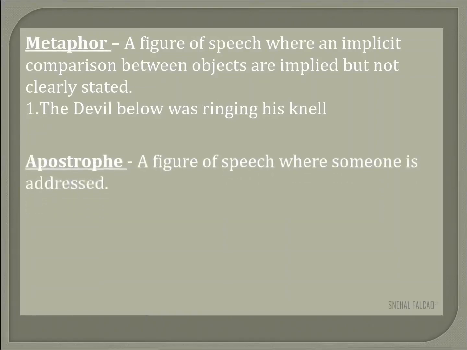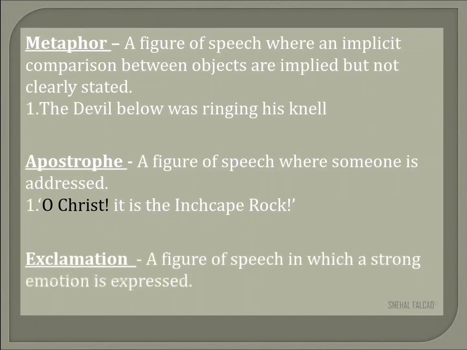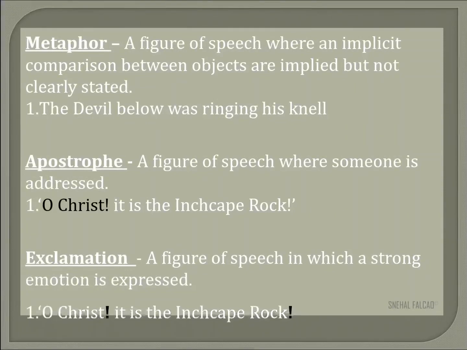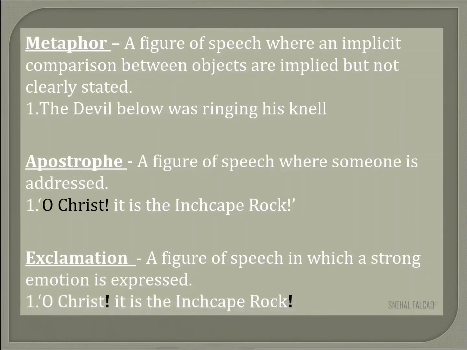Apostrophe. Apostrophe is a figure of speech where someone is addressed directly. "Oh Christ, it is the Inchcape rock." This is an example of apostrophe because one of the crew members addresses or calls out to Christ. And the last figure of speech is exclamation. Exclamation is a figure of speech in which a strong emotion is expressed. "Oh Christ, it is the Inchcape rock." Here, a strong emotion of shock and fear is expressed.